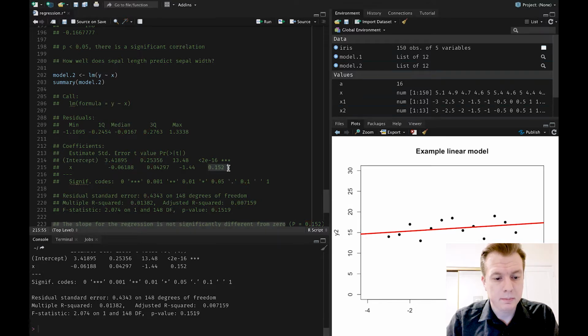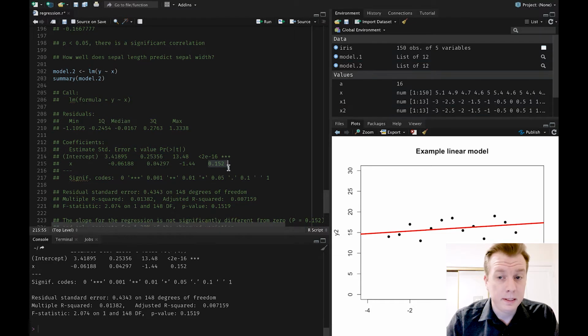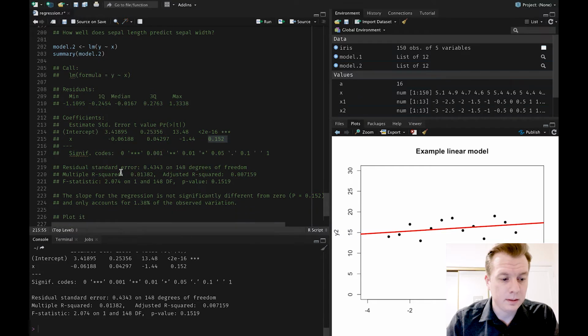So it looks like there is a negative relationship between sepal length and sepal width, which is surprising. But if we look at the p-value, you see that the slope is not significantly different from 0. So the fact that it's negative is irrelevant because it is not significantly different from 0. We also can look at the multiple R squared, and about 1% of the variance is explained by the differences in sepal length and sepal width.